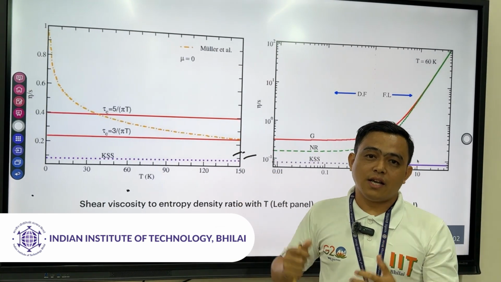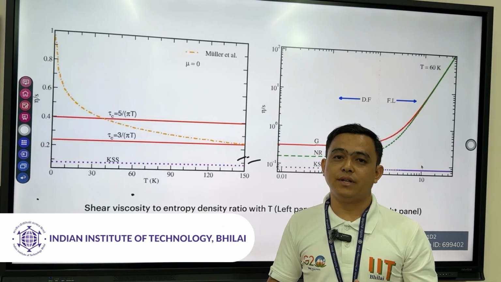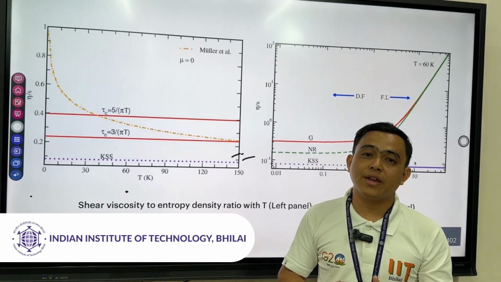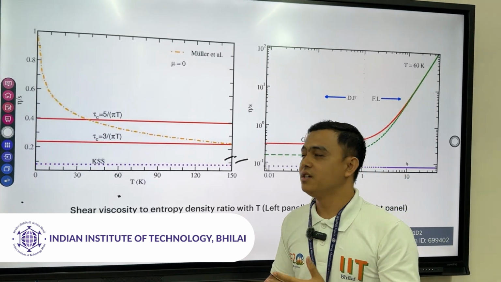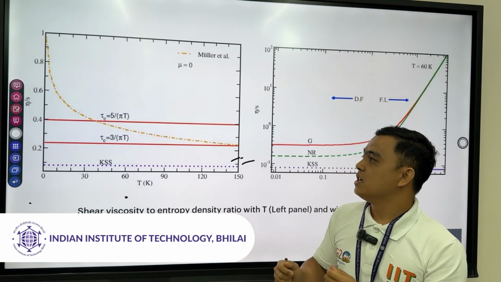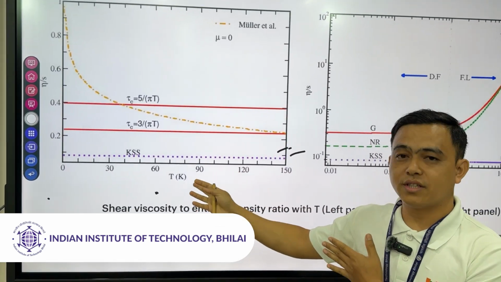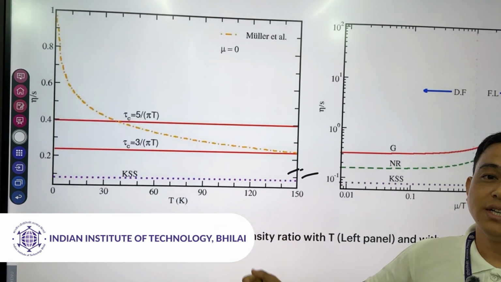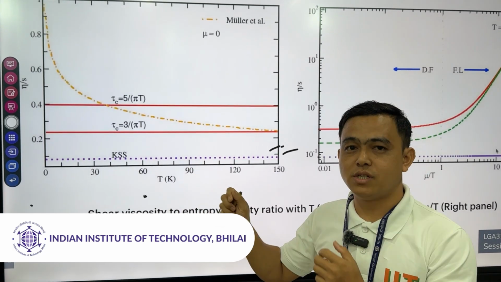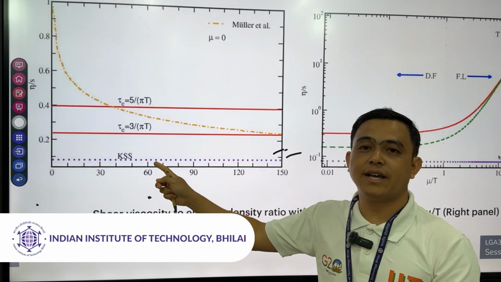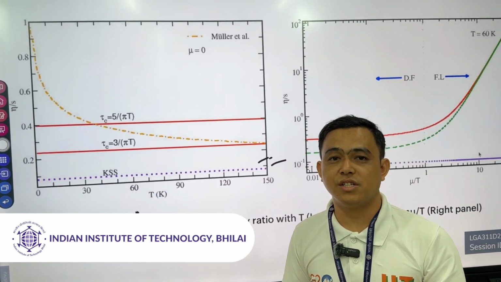Okay, let me explain the shear viscosity to entropy density ratio. This is a very important quantity to know the fluidity of the system. So for our graphene system, you can see here the shear viscosity to entropy density ratio in terms of temperature. There is a lower bound on the shear viscosity to entropy density ratio, called the KSS bound, which was deduced from string theory based calculation.